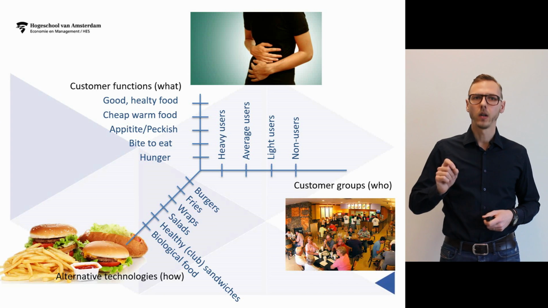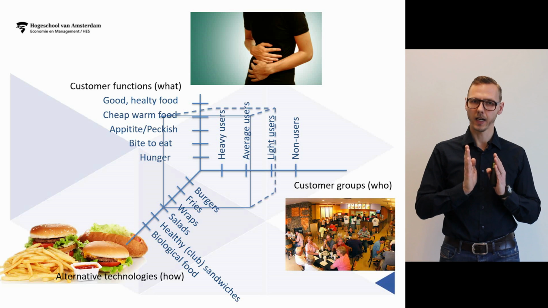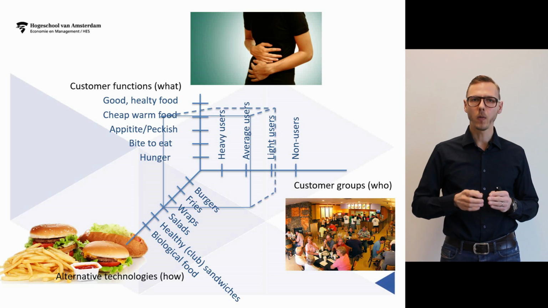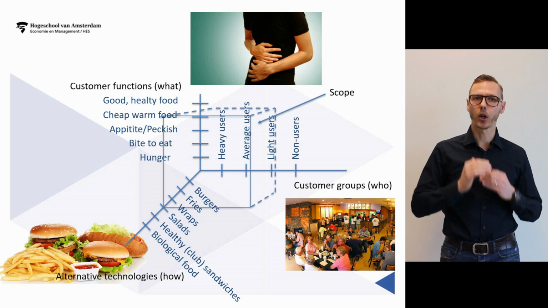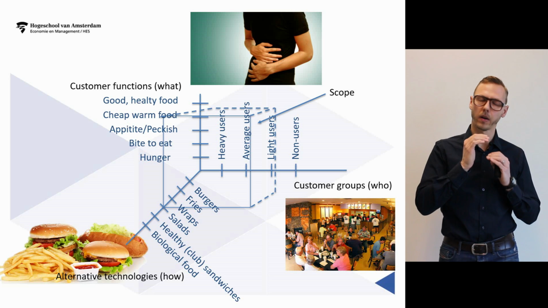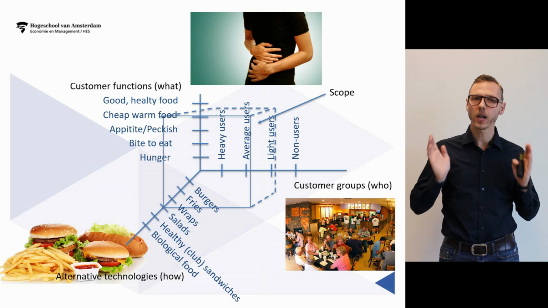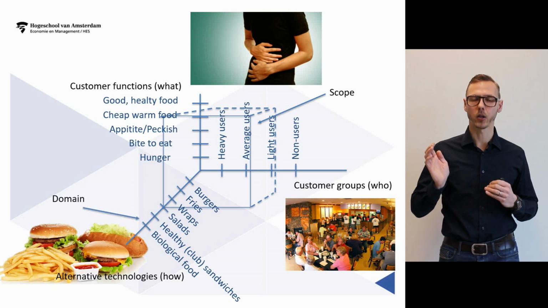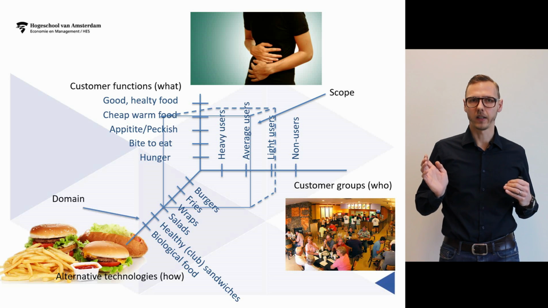You can draw your scope. Now your scope is the box that you plot in your model. The scope is what you are doing now. It's your current business, your current technologies, the current benefits that you fulfill, or the current needs that you fulfill, and the current customers that you have. Outside of that box is your domain, your business domain. You have growth opportunities there.